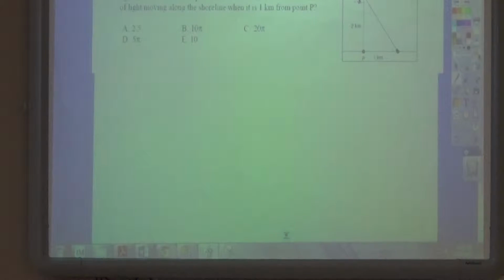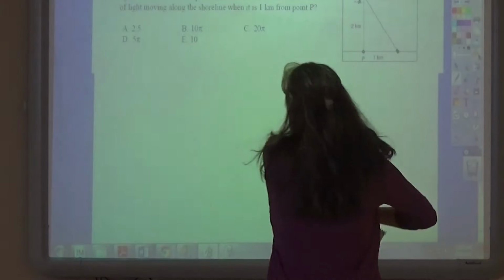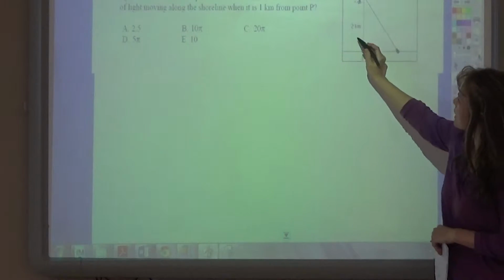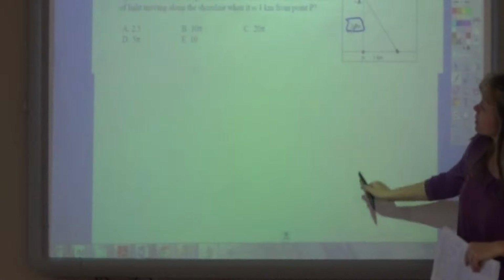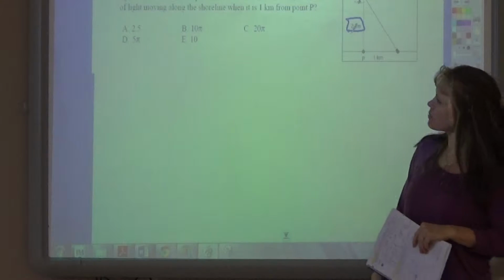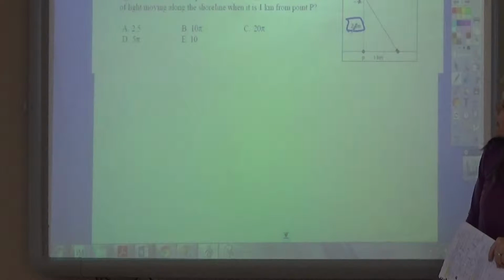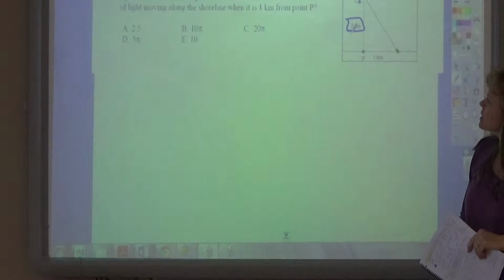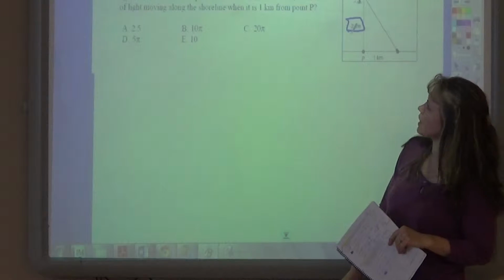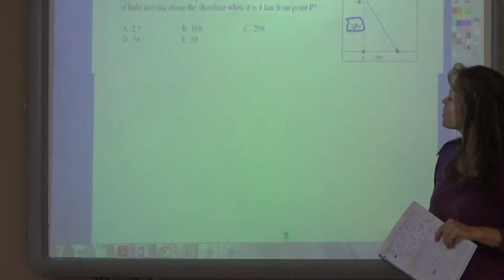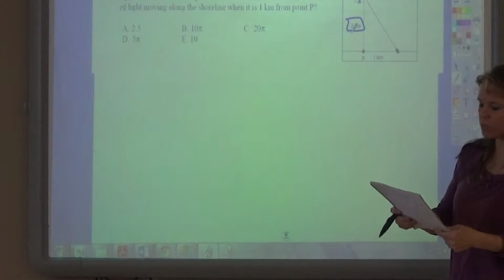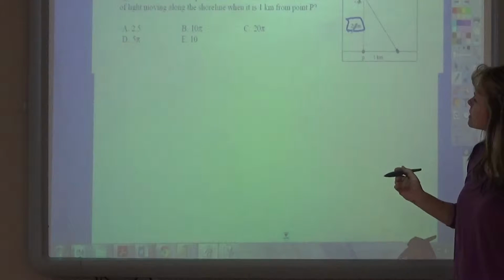All right, this time we're going to try 55 about the lighthouse. The lighthouse is 2 kilometers from a point. That part's not changing. Along a straight shoreline, and its light makes 1 revolution per minute. How fast in kilometers per minute is the beam of light moving along the shoreline when it is 1 kilometer from the point P?